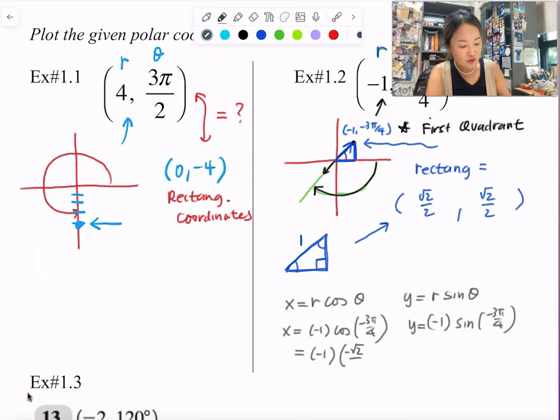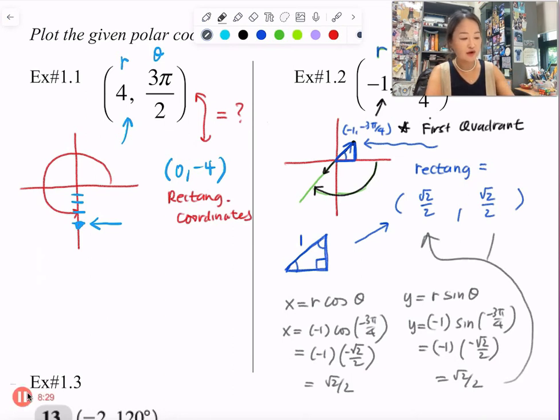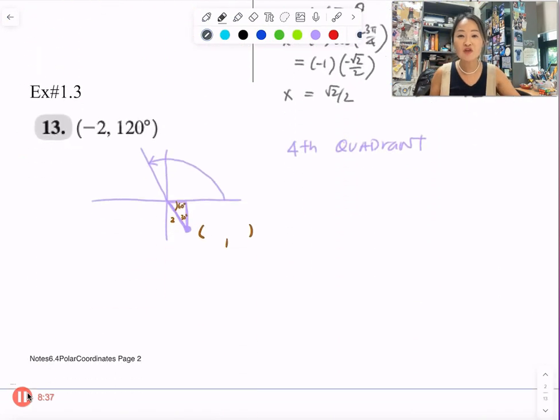Now, if you're still struggling with your unit circle, then yeah, you may have to use your unit circle again. You could pull it out. But if you remember it, that's wonderful. This is also negative root 2 over 2. So we get root 2 over 2, root 2 over 2, which is exactly what we achieved here, just with our gut, using that right triangle information. Here's our x and here's our y. So that's our rectangular coordinate, right?